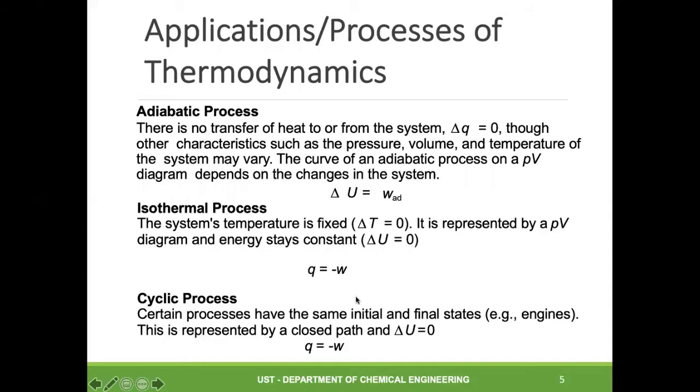And in the last part of the lecture, we will be dealing with cyclic processes. Certain processes have the same initial and final states. Therefore, this is considered a closed path, and then you will realize that delta U is equal to 0.